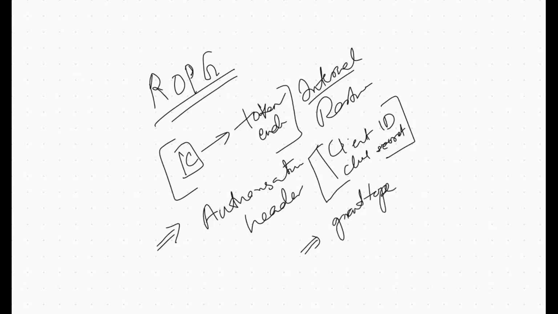Grant type will be set to... can anyone guess what will be the grant type? This was one of the questions that I asked in a poll a couple of weeks ago. Anyone remember it? Or put it in the chat. What will be the grant type for a resource owner password grant? Code? No, code is for auth code. For resource owner password grant, what will be the grant type?